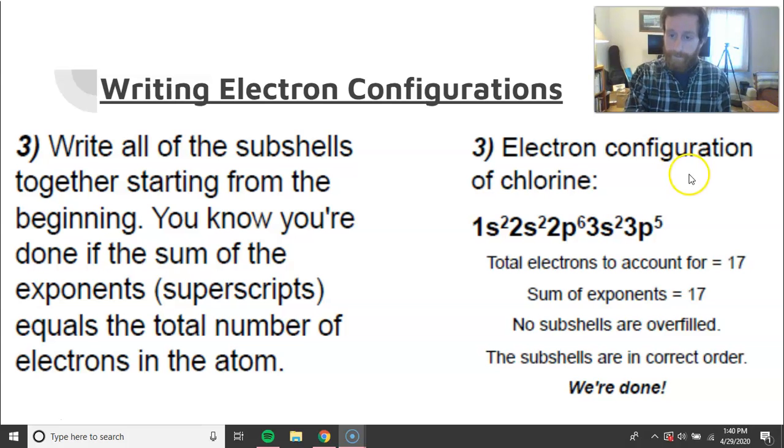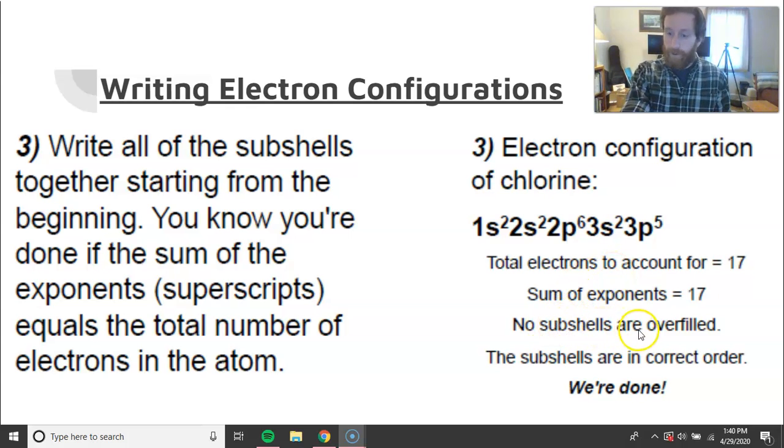So the electron configuration of chlorine I would write is 1s2, 2s2, 2p6, 3s2, 3p5. When I add all of those together, 2 plus 2 is 4, plus 6 is 10, plus 2 is 12, plus 5 is 17. The sum of my exponents, 17, equals the total number of electrons I decided in step 1 I needed to account for.